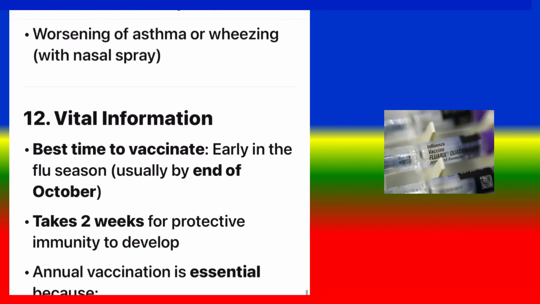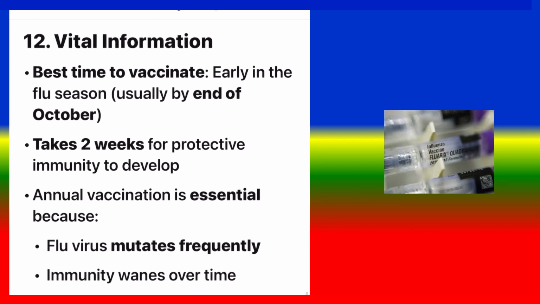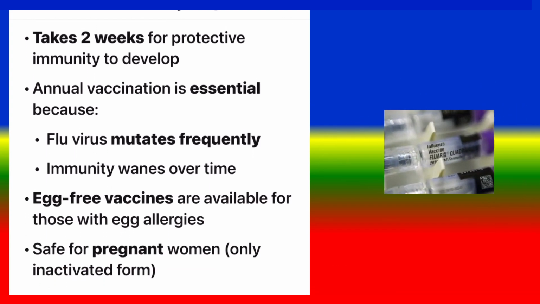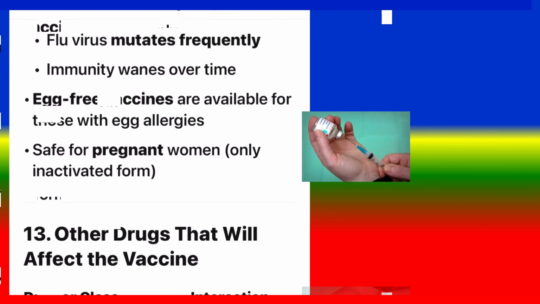12. Vital information. Best time to vaccinate: early in the flu season, usually by end of October. Takes 2 weeks for protective immunity to develop. Annual vaccination is essential because flu virus mutates frequently. Immunity wanes over time. Egg-free vaccines are available for those with egg allergies. Safe for pregnant women, only in inactivated form.